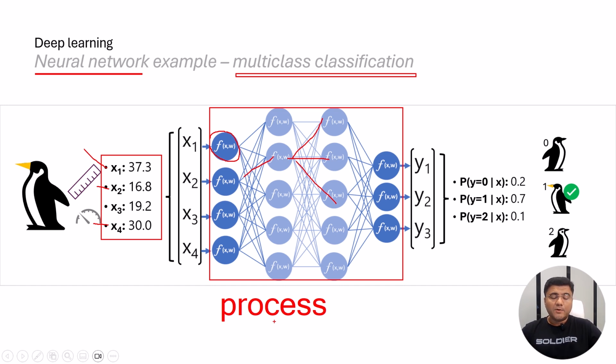Now, based on this processing, in this case, it's able to predict that out of the 3 species of penguin, maybe there is a 70% chance that this penguin belongs to one particular species. Maybe this is a Gentoo species of the penguin. Now, this is how the processing is going to work.